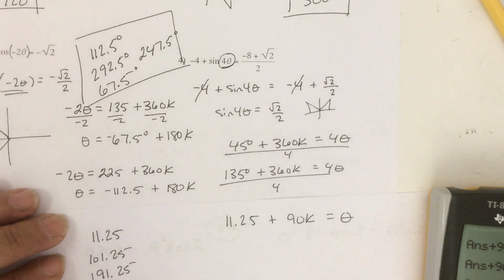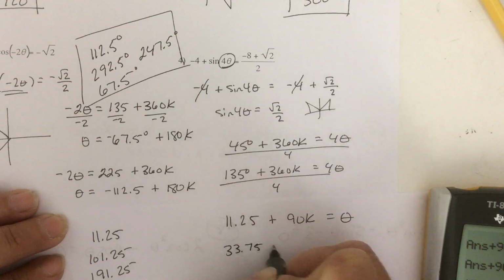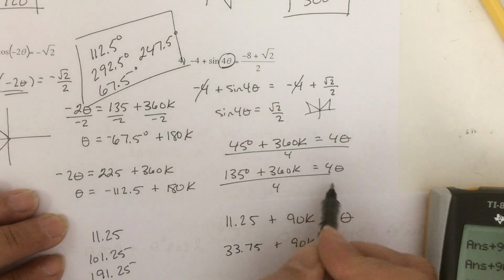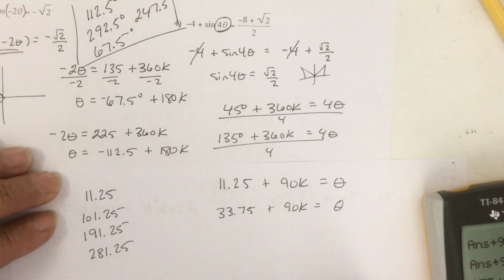Then 135 divided by 4 gives me 33.75. 360 divided by 4 is 90k. And 4 theta divided by 4 is theta. And that's what we're looking for, is theta. So we got theta alone.